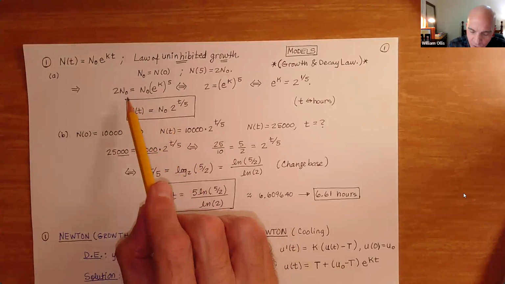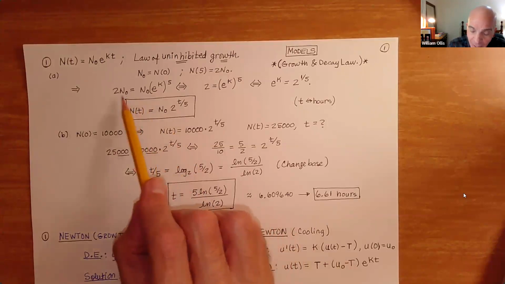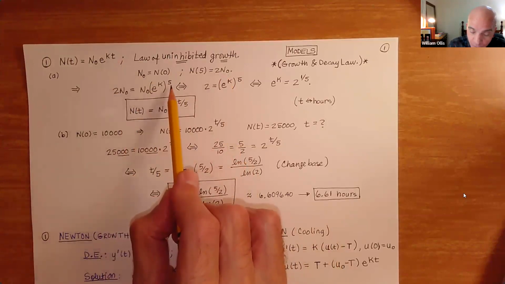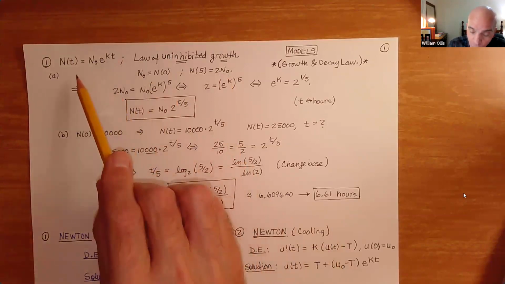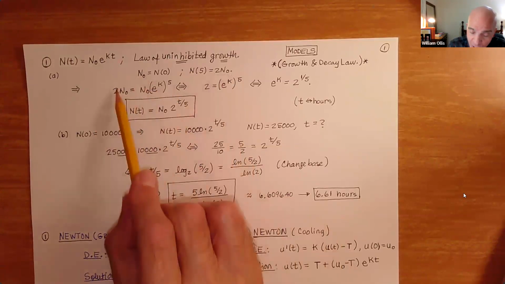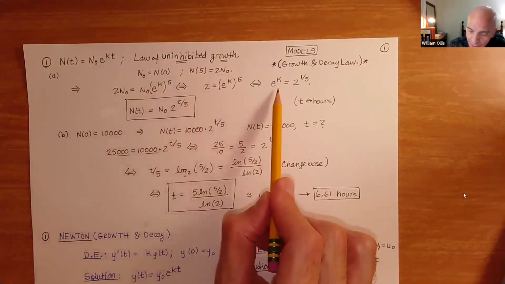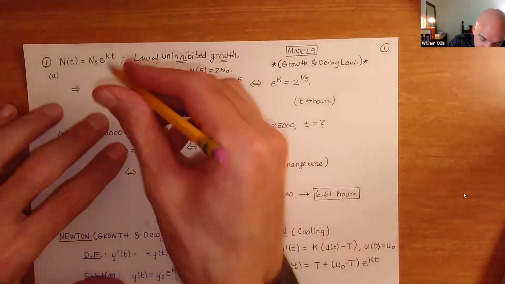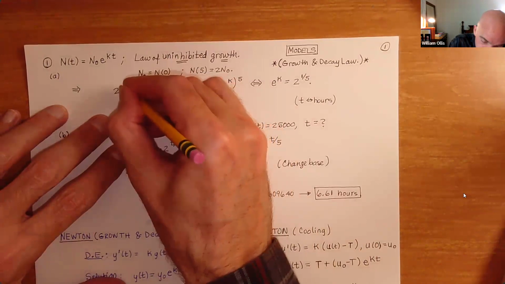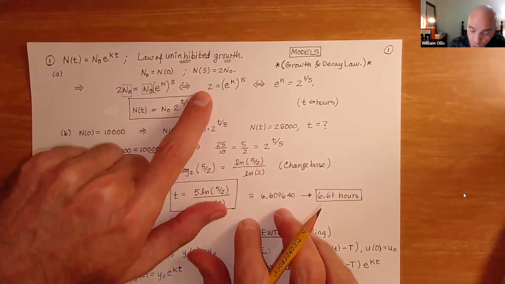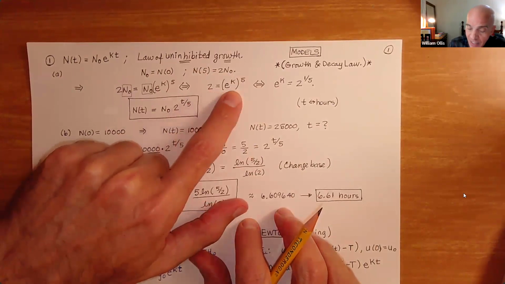Well, first we can say that when t is equal to 5, we go up to our equation, replace t with 5, and set the quantity equal to 2 times the initial. We can actually solve here for e to the k. Let me show you what I'm doing. Notice the N sub 0s cancel, and we're left with 2 equal to e to the k times 5.